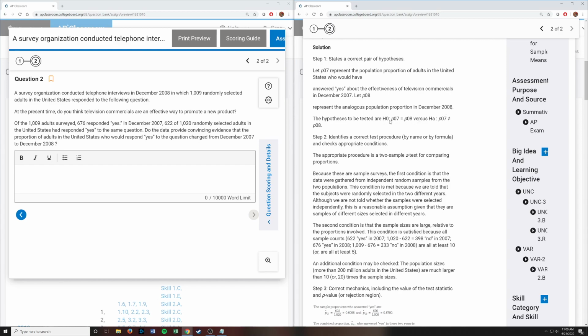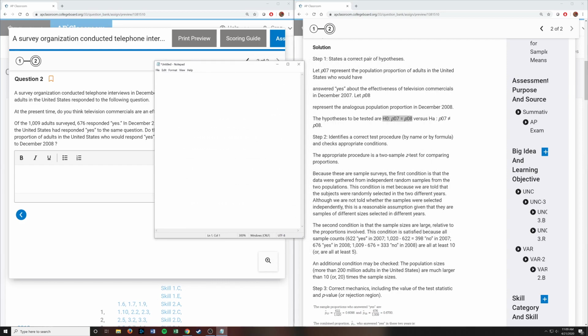So these are the hypotheses they're testing. They've got the null hypothesis here, P07 equals P08, versus the alternative hypothesis that they are not equal. First step to the hypothesis test, write your hypotheses. And the reason that is a not equal to sign is because it asked whether the proportion changed, not increased or decreased, just changed. Now, I do want to talk about this for a second. This is not how I would have taught you to write that. I probably would have told you to do this instead.